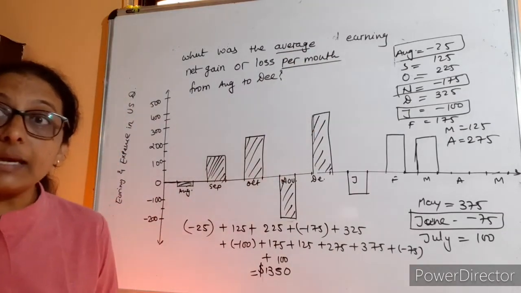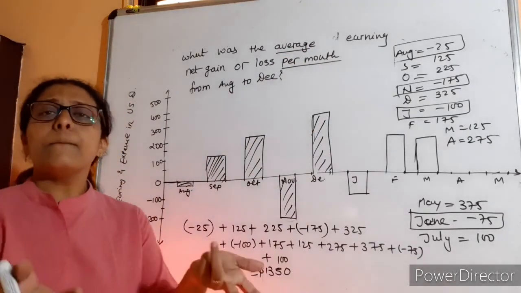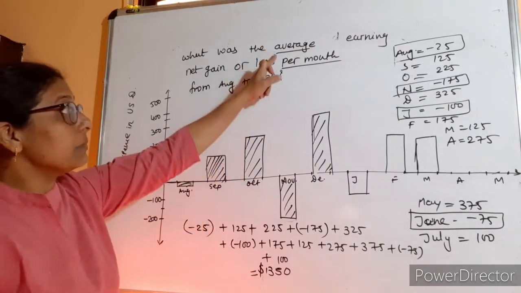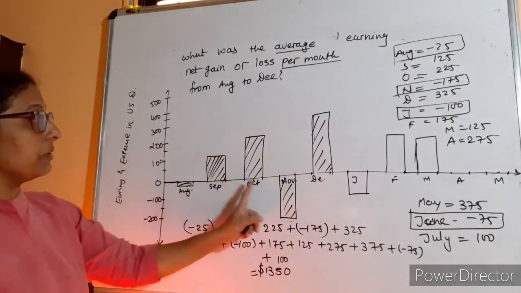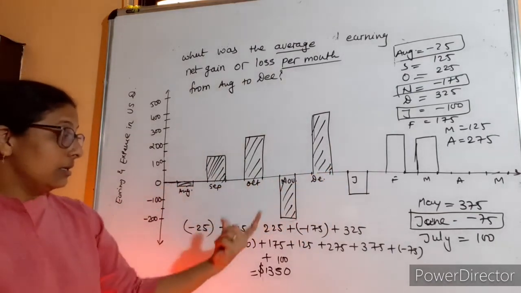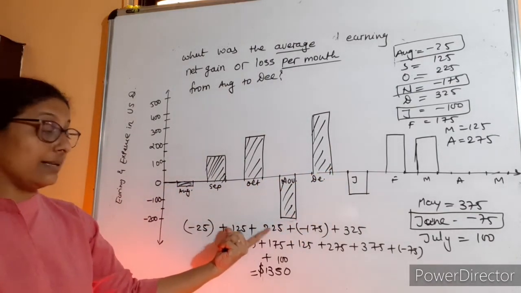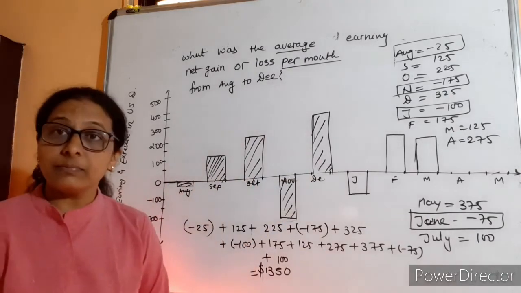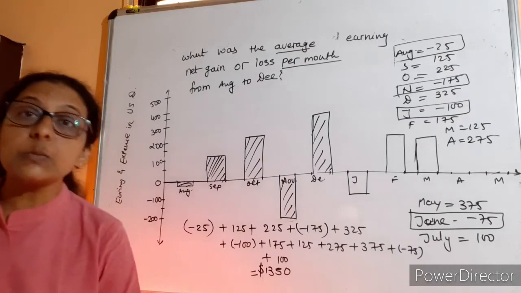So how to find the average? Average means mean. So how to find this mean? That is August, September, October, November and December. You just add these months' net profit or loss, that is earning or expense, and divide by 1, 2, 3, 4 and 5. That's where you can find the average.